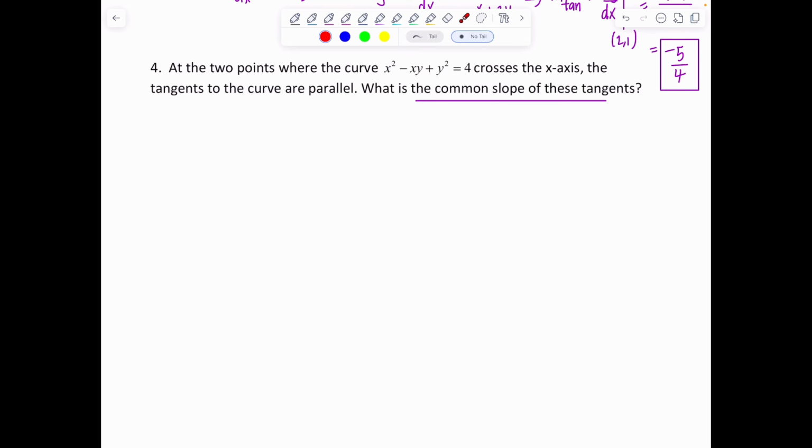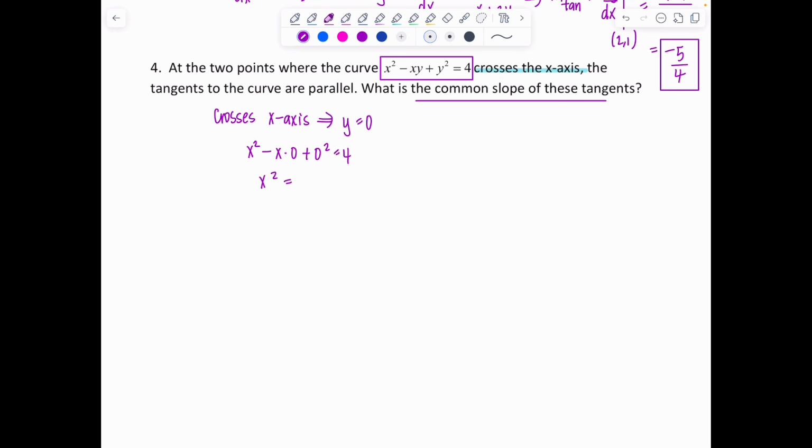And a curve crosses the x-axis when y is equal to 0. So that's the key. This curve crosses the x-axis when y equals 0. Do you know what this curve is? It's a circle. Yeah, we can graph it in a second if you want to see. Okay, so if I substitute y equals 0 into this equation for the curve, we'll get x squared minus x times 0 plus 0 squared is 4, which tells me x squared is 4, so x is plus or minus 2.